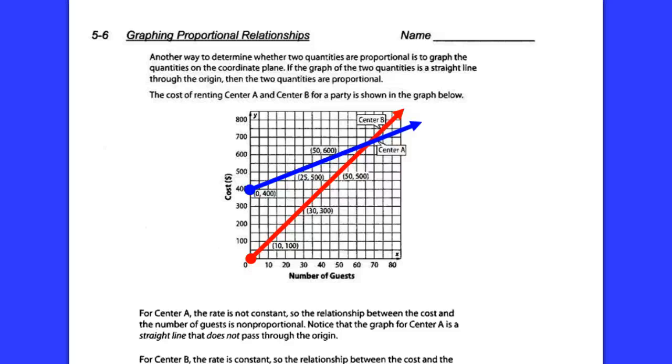Hello there, pre-algebra students. Welcome to Chapter 5, Section 6, as we continue to discuss whether or not particular relationships are proportional. And we're going to look at how to do that with graphs today.